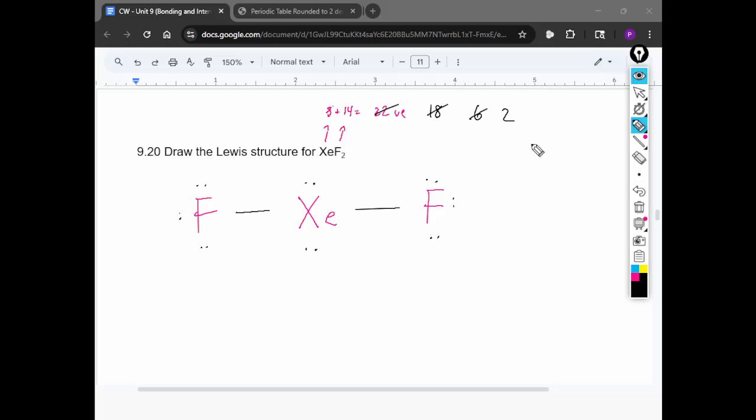Okay, but we talked about xenon already. It is very large, so it's going to be hypervalent, so it can actually accommodate more than 8 valence electrons. So we'll have a total of 10. Okay, so xenon right here will be the hypervalent element, and it can have 10 valence electrons. So that's how that structure can work out.